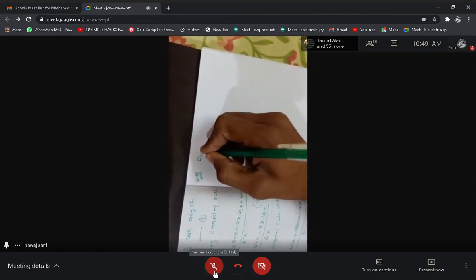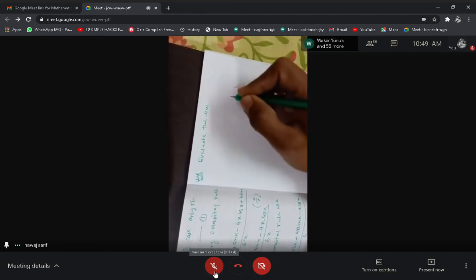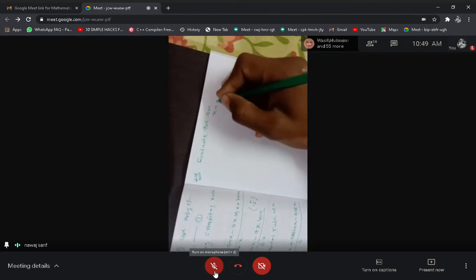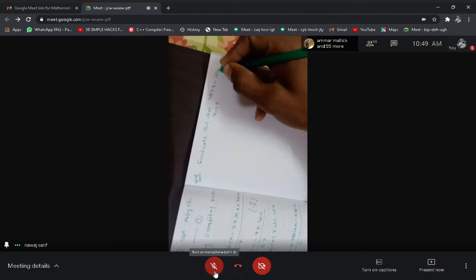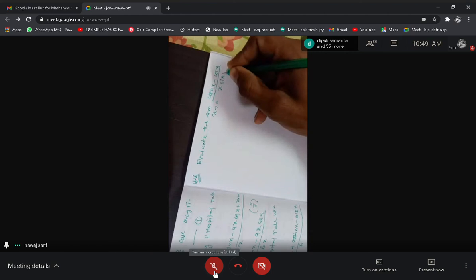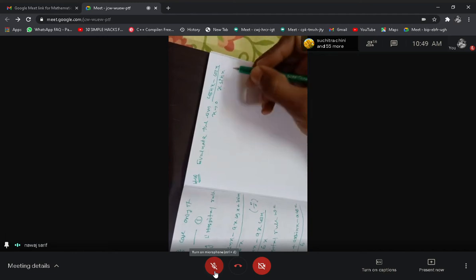So this is homework. Evaluate the limit as x tending to 0 of (cos hyperbolic x minus cos x) divided by x sin x. Okay, so this one is your homework. Evaluate the limit x tending to 0 of cos hyperbolic x minus cos x divided by x sin x. Okay.